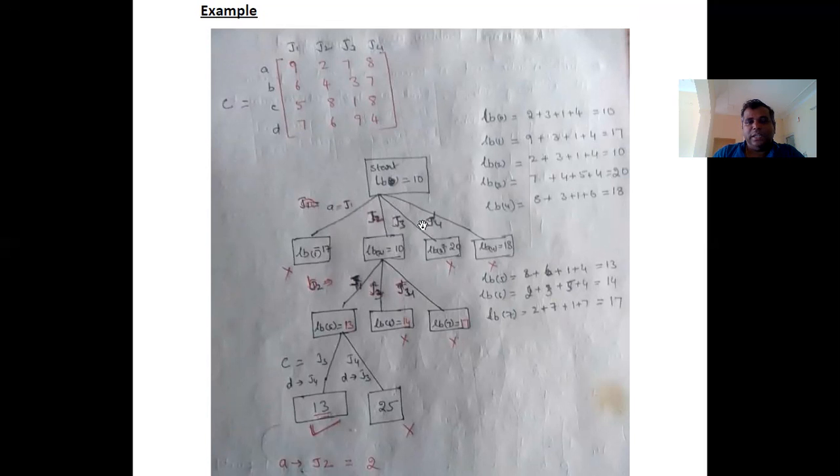Similarly, if person A is assigned to job 4, what is the cost? 8. Then delete the first row and fourth column. Find the minimum value of the remaining rows. The second row is 3, third row is 1, fourth row is 6, and the lower bound value of node 4 is 18. So among these four, the least cost lower bound is node 2.